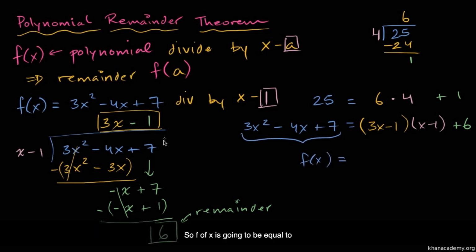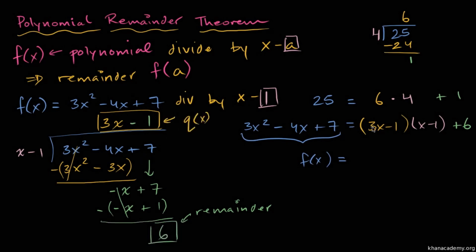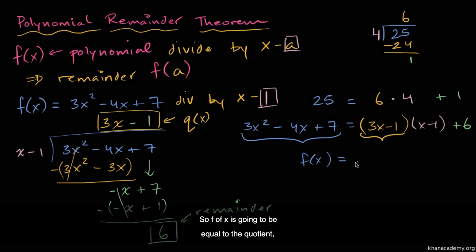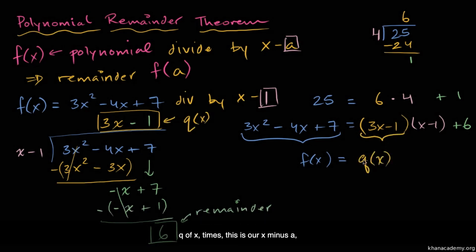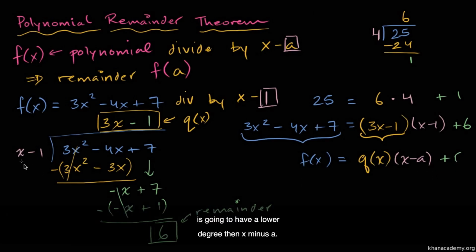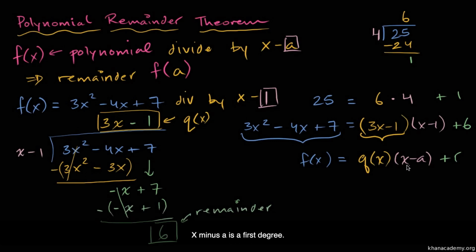So f of x is going to be equal to whatever the quotient is, and let me call that q of x, just in a different color. So f of x is going to be equal to the quotient q of x times x minus a. In this case, a is 1, but I'm just trying to generalize it a little bit. So x minus a, and then plus the remainder. And we know that the remainder is going to be a constant because the remainder is going to have a lower degree than x minus a, and x minus a is first degree. So in order to have a lower degree, this has to be 0th degree. This has to be a constant.